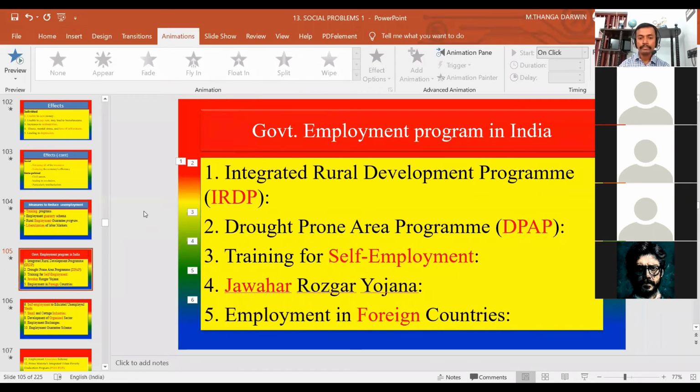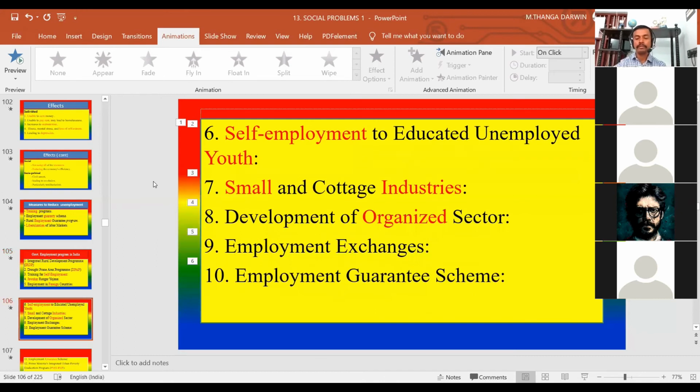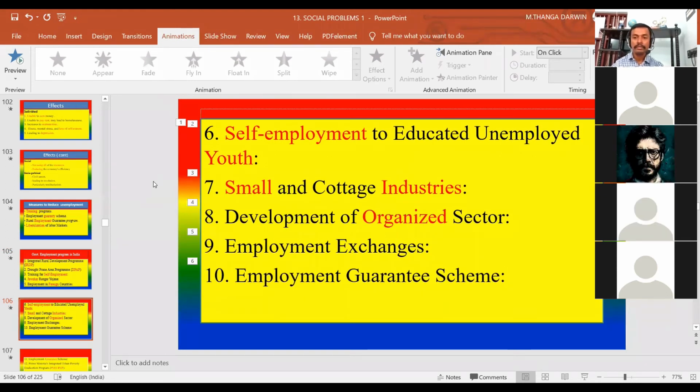Fifth, employment in foreign countries, for example OMC, Overseas Manpower Corporation, through the government; self-employment, educating employed youth, then cottage industries, and developing organized work, then employment exchanges, then employment guarantee schemes. So all these programs are definitely available in our society.